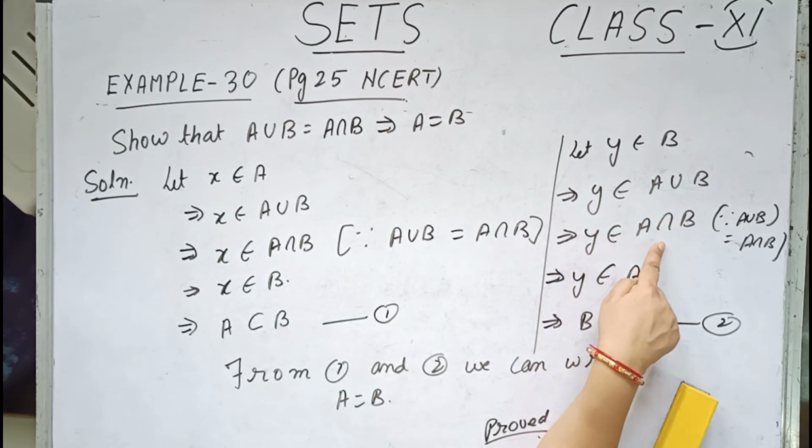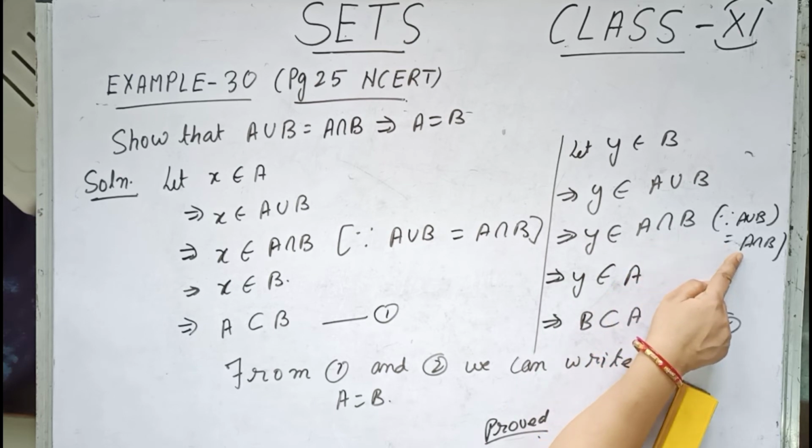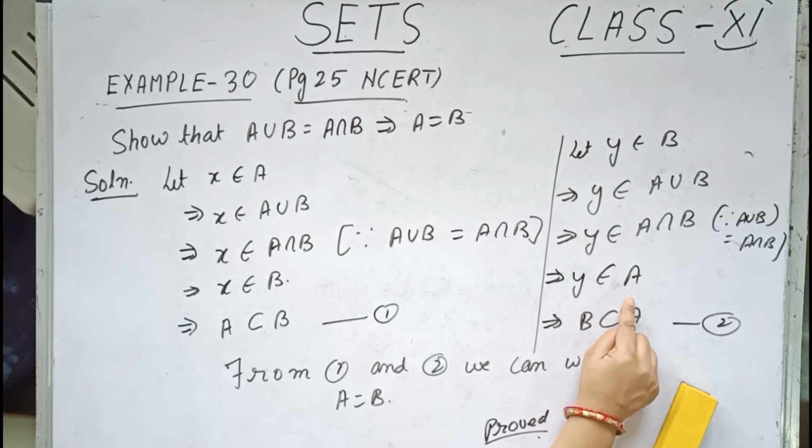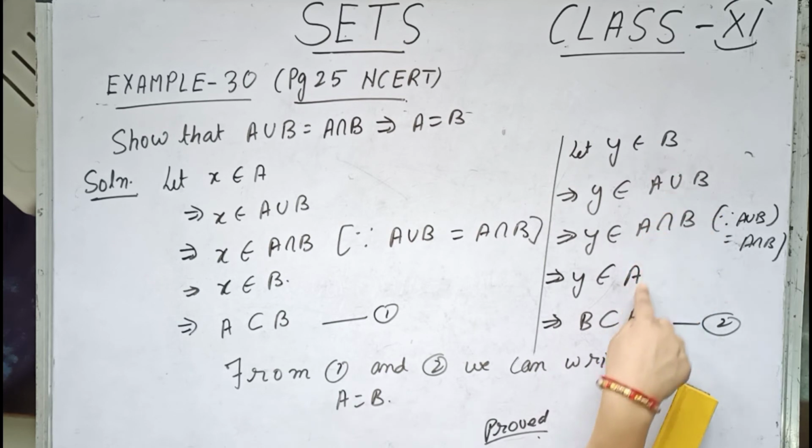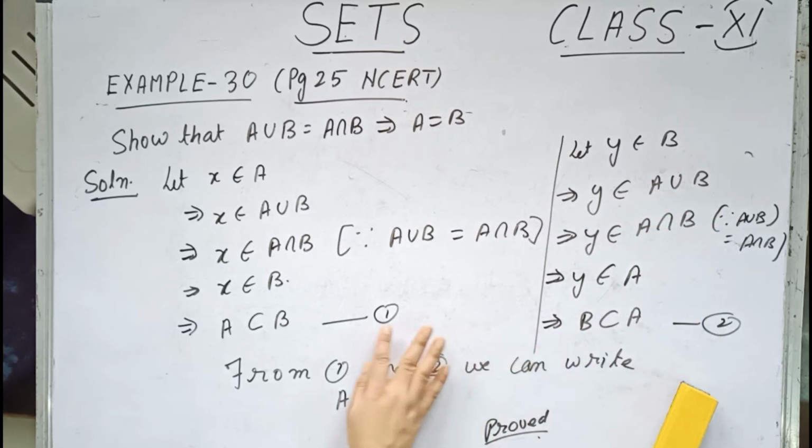This implies y belongs to A intersection B. Because A union B equals A intersection B, this implies y belongs to A. We started with B, we got A. So B is the subset of A. Make it equation number 2. From 1 and 2 we get A equals B, and hence it is proved.